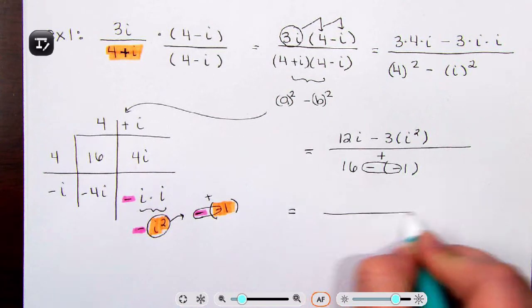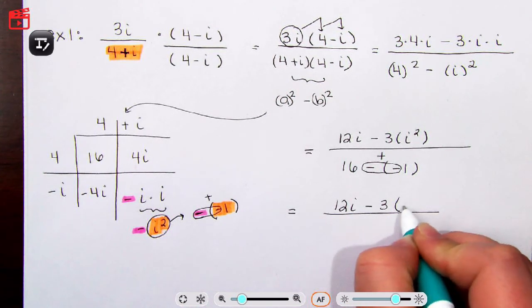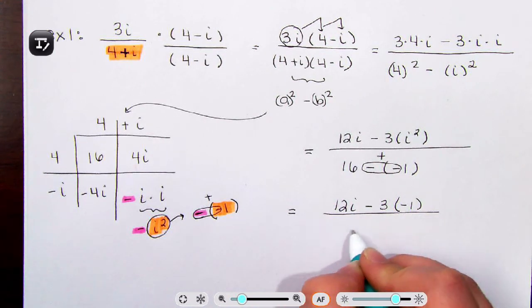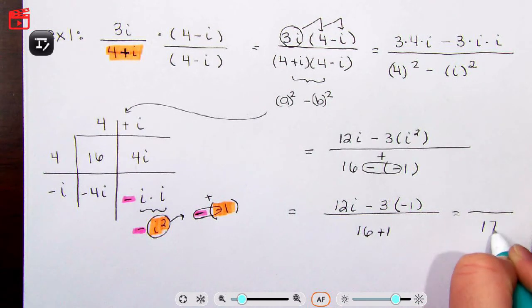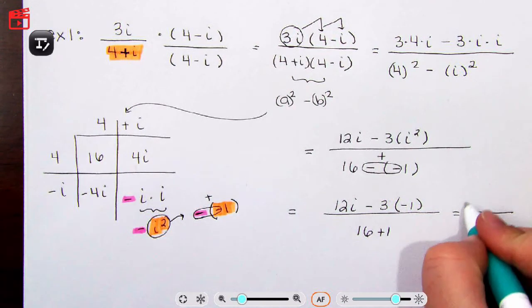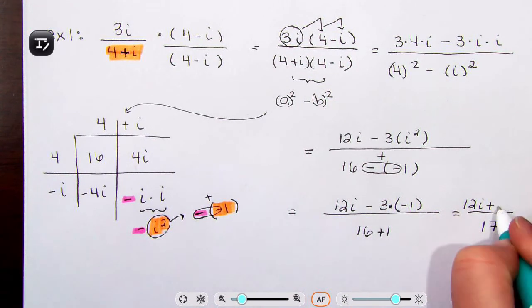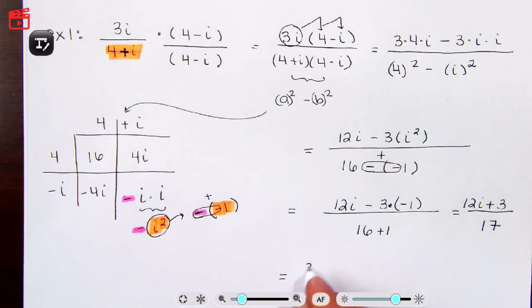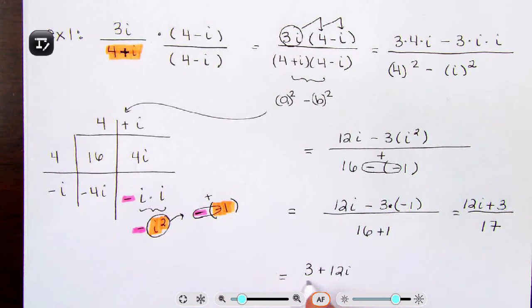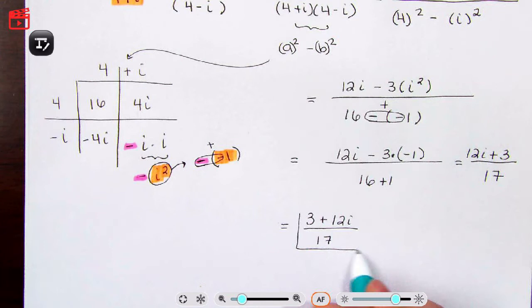Rewriting the fraction one more time. I have 12i minus 3, and then i squared we said was negative 1. In our denominator, I have 16 plus 1. So I have 17 in our denominator, and in our numerator, I have 12i plus 3. This is multiplication. Now, if you want to switch it and have it be 3 plus 12i, you can. Just make sure if it's negative that you take the symbol with it. This is all divided by 17, and this is your final answer.